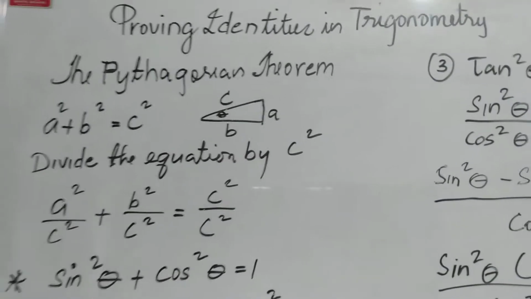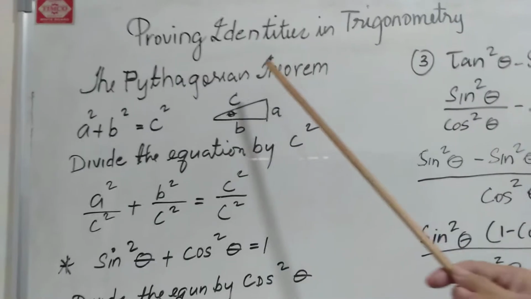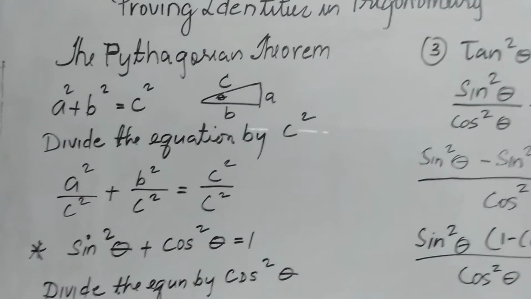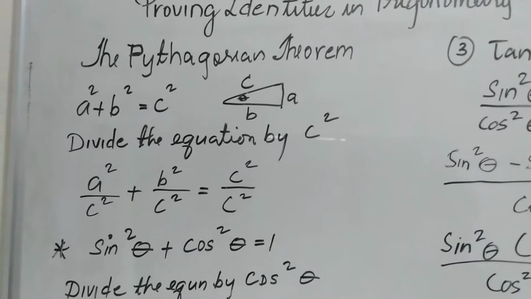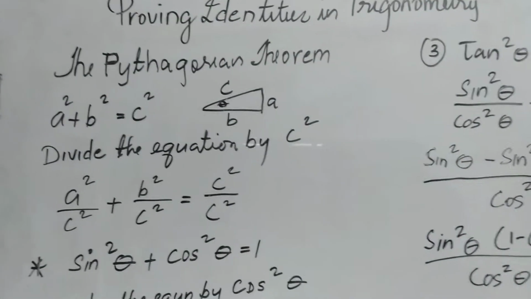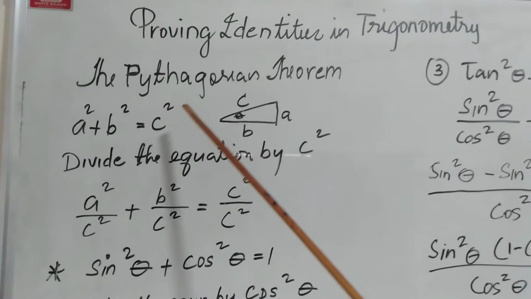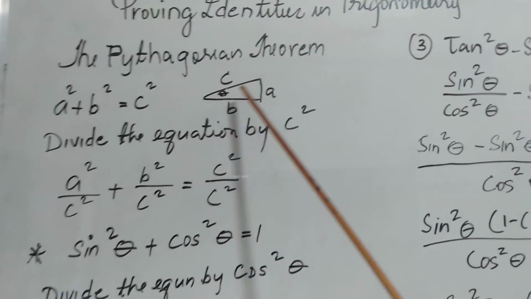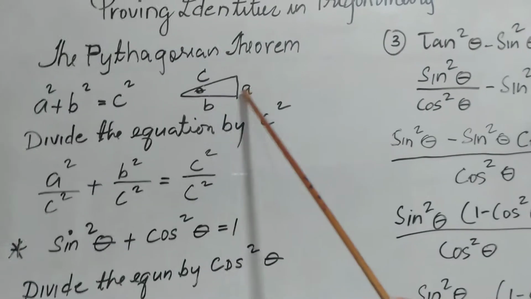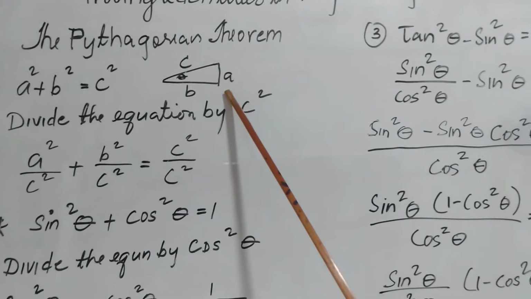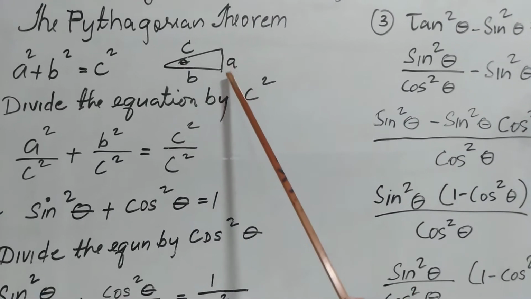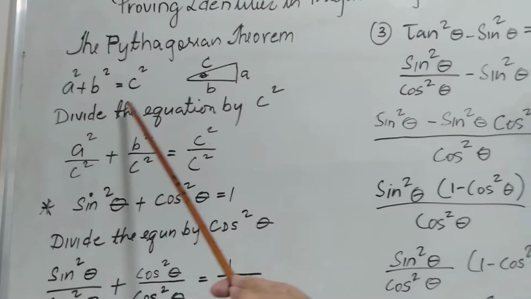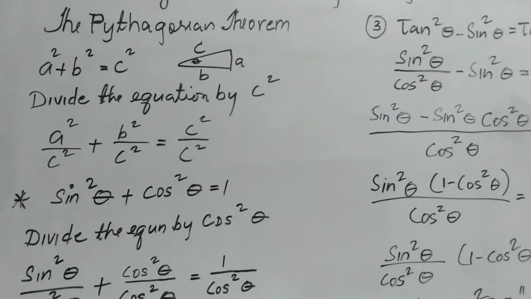Now we're going to have a very interesting topic on proving identities in trigonometry. First, we have to review our algebra. We have the Pythagorean theorem, which states that the square of the hypotenuse is equal to the sum of the squares of the two legs. In symbols, a squared plus b squared is equal to c squared. That is the Pythagorean theorem.